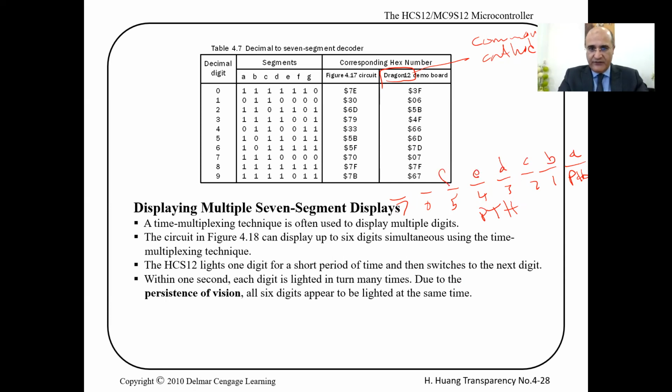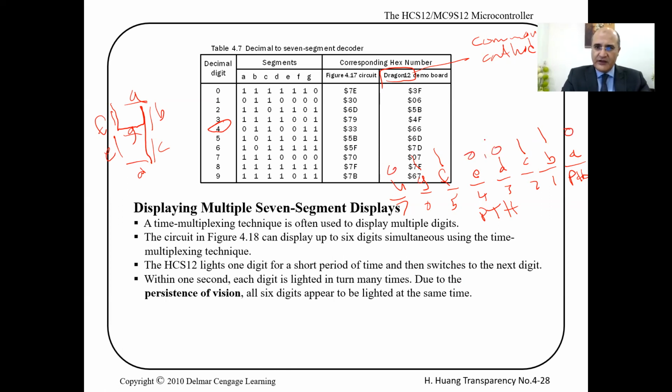D, E, F, G, H. And if I wanted to show the number 4, for example, this is A, B, C, D, E, F, G. So 4 will be turning on these LEDs, right? So F is a 1, B is a 1, G is a 1, and C is a 1. Everything else is 0.